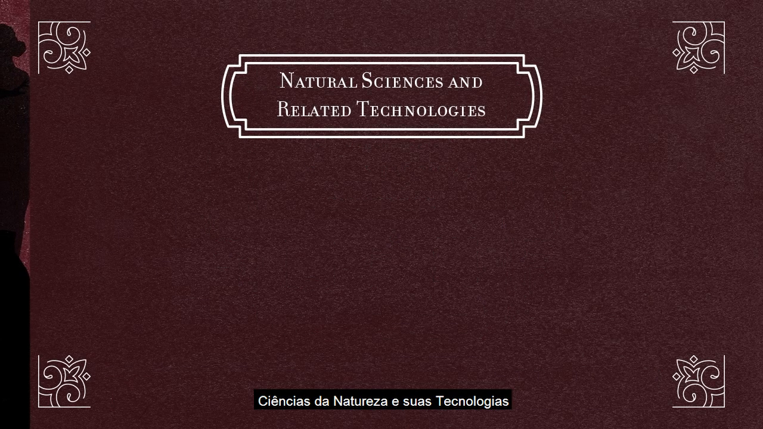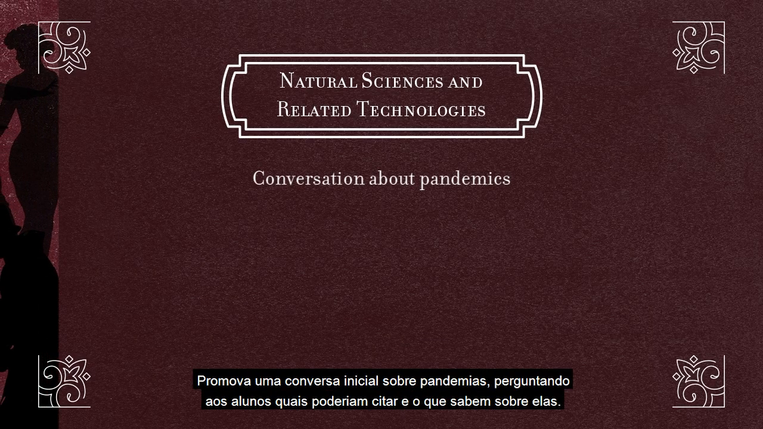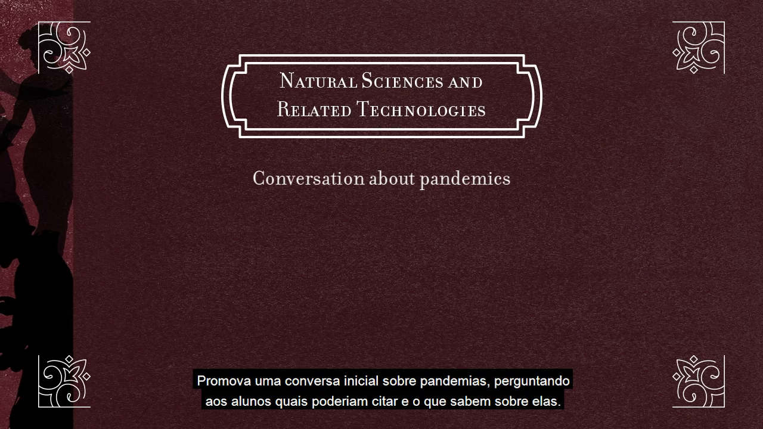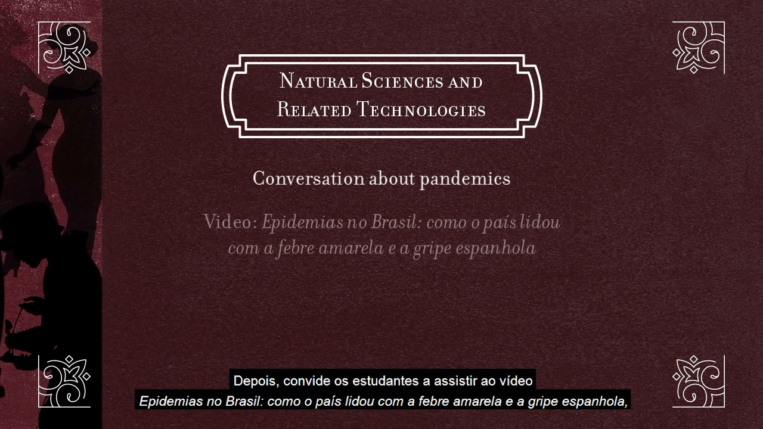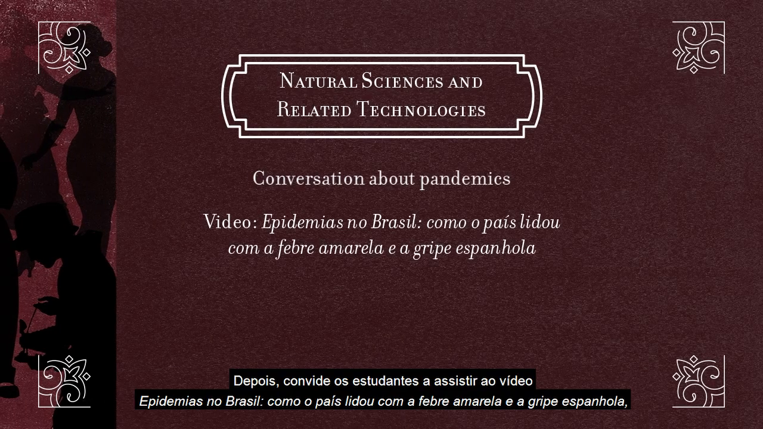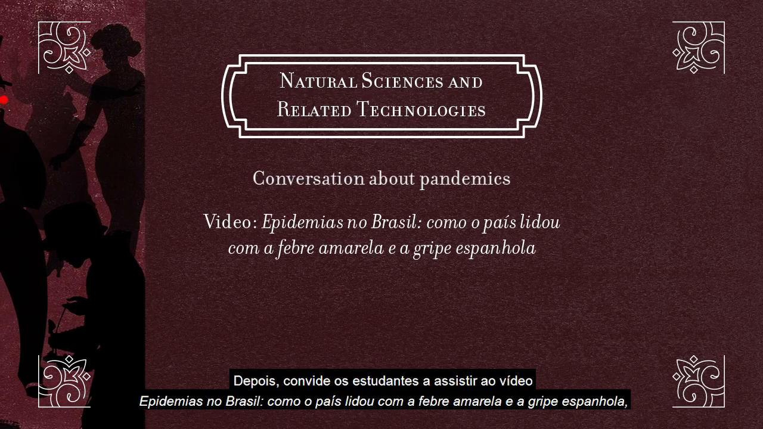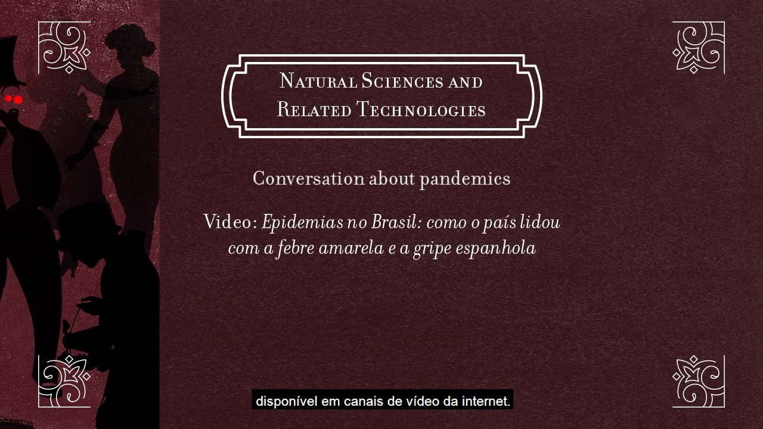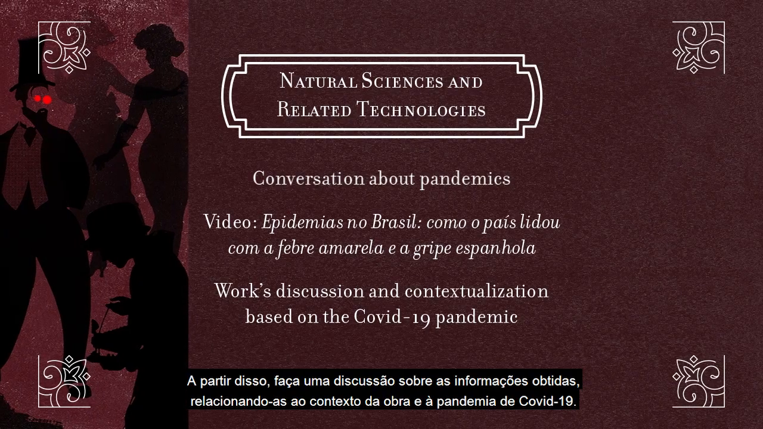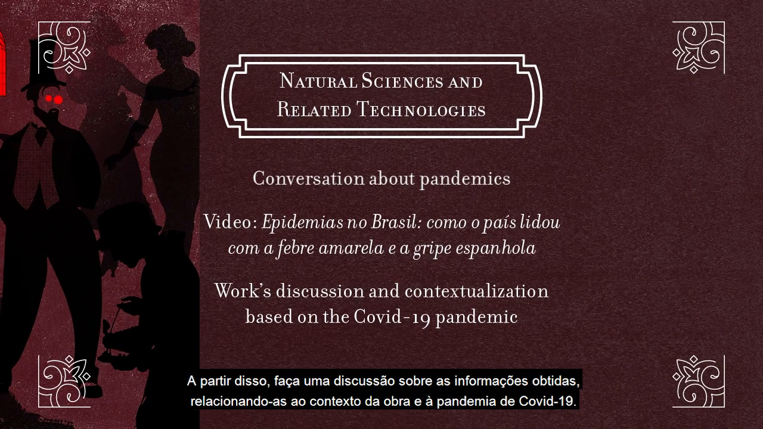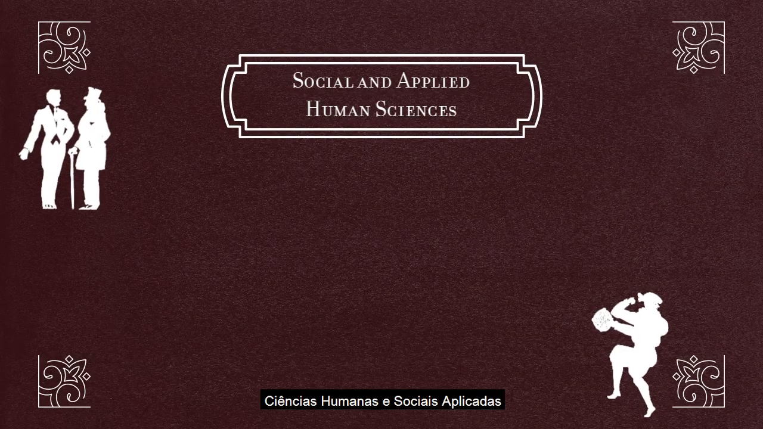Natural sciences and related technologies. Hold an initial conversation about pandemics, asking the students which ones they could name and what they know about them. Then, invite the students to watch the video Epidemias no Brasil, como o país lidou com a febre amarela e a gripe espanhola, available on internet video channels. Then, encourage a discussion about the information obtained, relating it to the context of the book and to the COVID-19 pandemic.